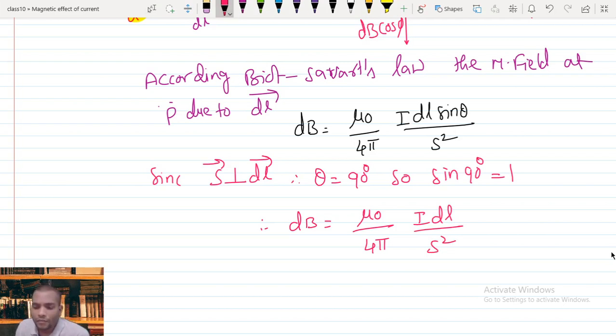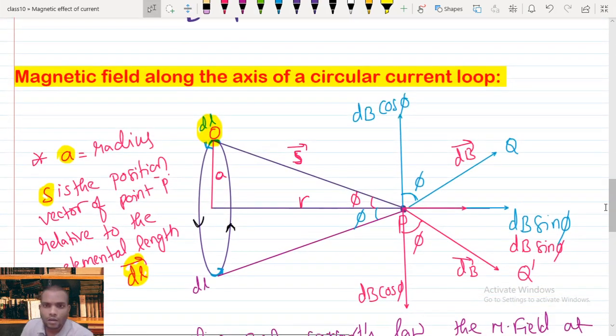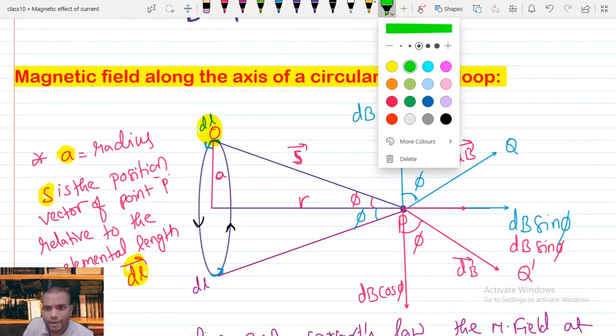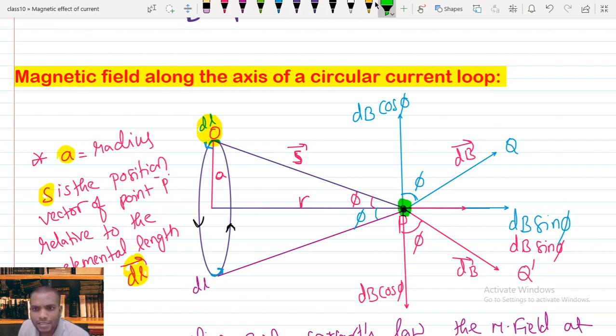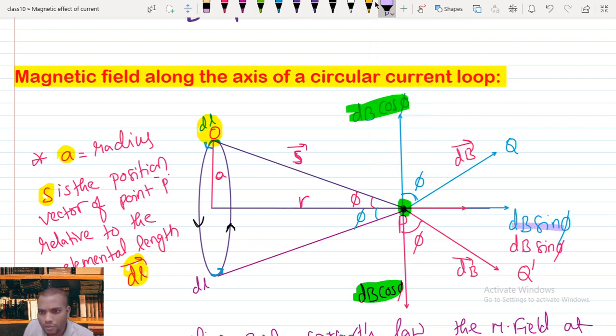Now if you can see, the field dB bar lies in the plane of paper which is perpendicular to S bar. Now we need to find the dB bar. Now at the point P, the dB bar is resolved into components. The vertical components, that is dB cos phi, they both are equal and opposite in direction. These two components, they both cancel out each other. But the horizontal components, two components are there, dB sin phi and one more dB sin phi. So they both get added up because they both are acting in the same direction.